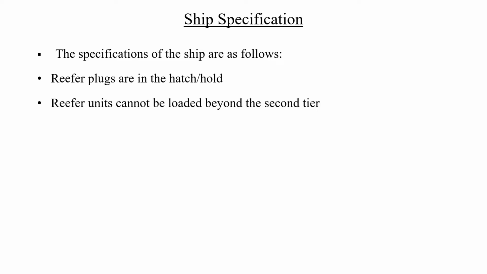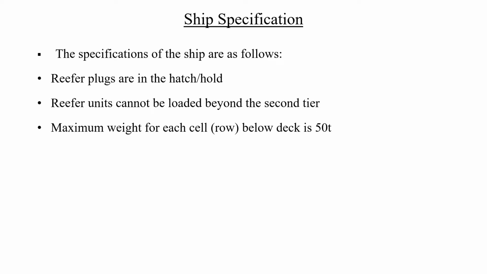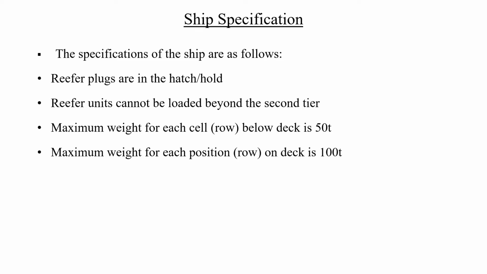This is definitely because of the situation with the plugs, which might not be able to stretch to the third tier and so on. Maximum weight of each cell or row below deck is indicated as 50, and the maximum weight on the deck is 100 for each row.